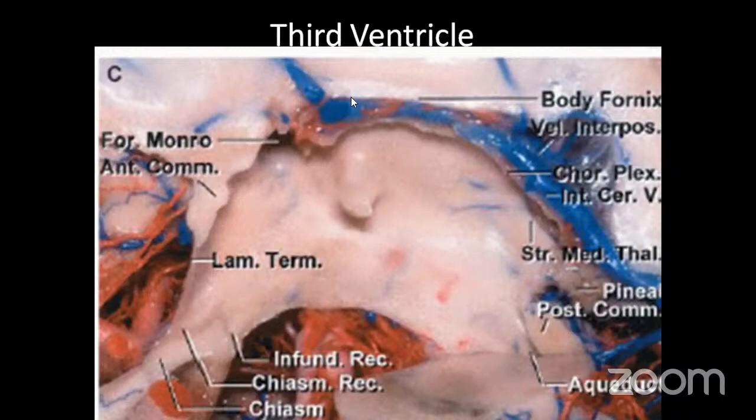The roof is made of five layered structures. We have two tela choroidea. In between them, we have a potential space known as the velum interpositum, within which run the internal cerebral veins. Then we have the fornix superiorly and the choroid plexus inferiorly. So five structures: fornix, tela choroidea, velum interpositum, tela choroidea again, and finally choroid plexus within the roof of the third ventricle. You can see that the choroid plexus at the level of the foramen of Monro continues into the roof of the third ventricle.